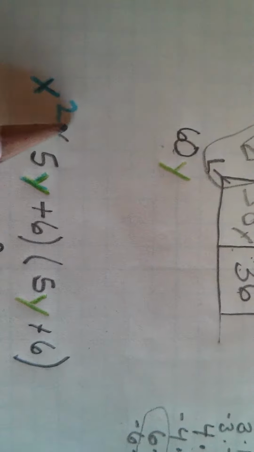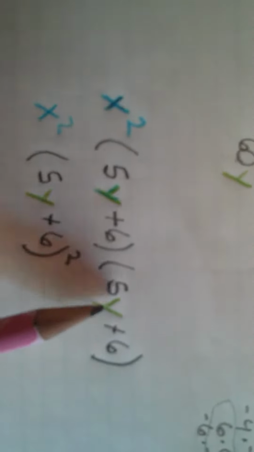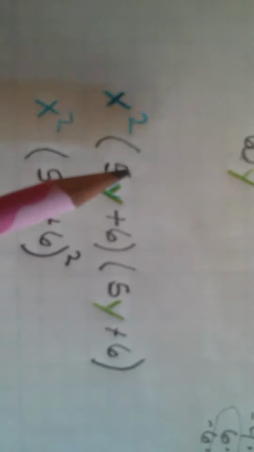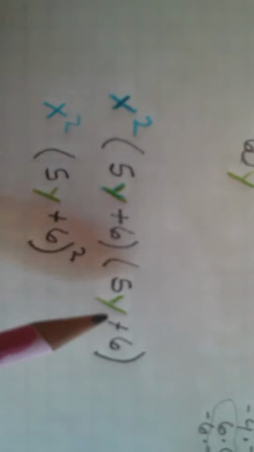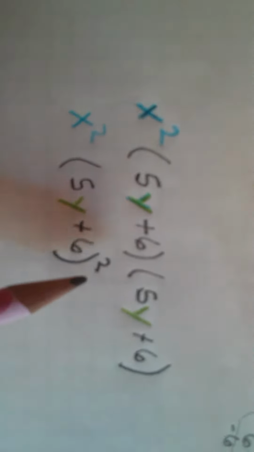So I'm going to rewrite the problem using those two factors. We still got our x squared on the outside, right? But we've changed that part. That part is now 5y plus 6 times 5y plus 6. Well, we know that when we have two things that are identical, we can actually square them, right? If we have x times x, it's x squared. Well, now we've got 5y plus 6 times 5y plus 6, which is 5y plus 6 squared. Okay, so this is our answer.